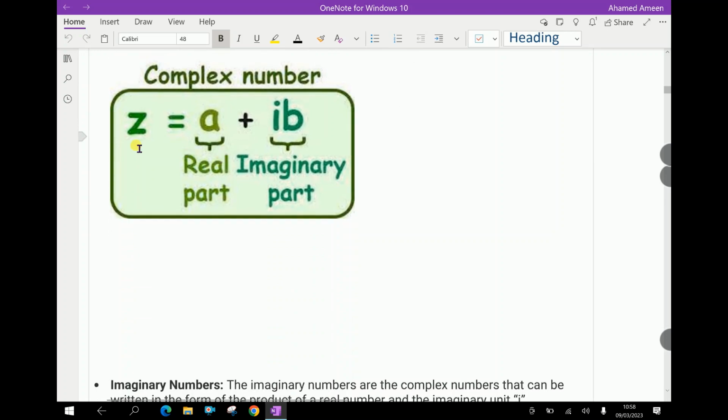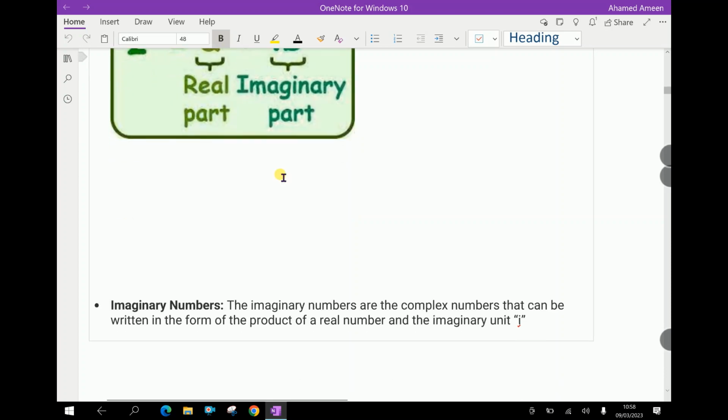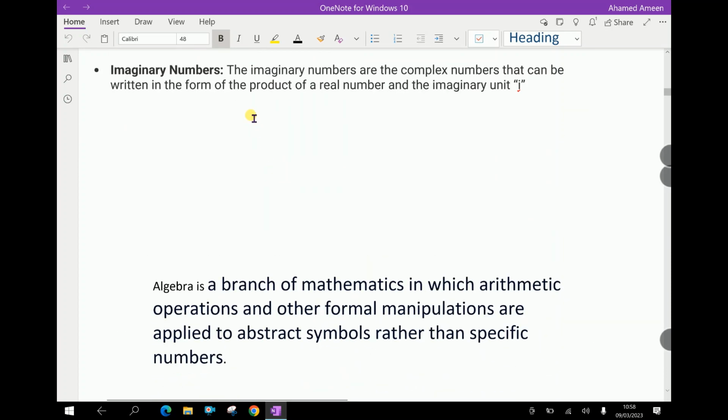Look at this complex number structure. Z equals a plus ib. This is the real part, and this is the imaginary part. Imaginary numbers are the complex numbers that can be written in the form of a product of a real number and the imaginary unit i.